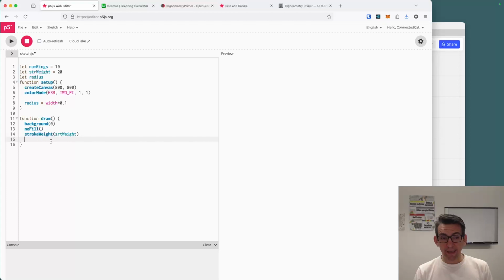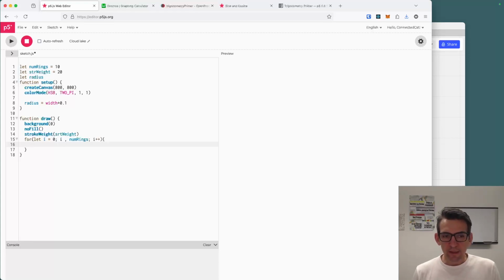Okay, so I need to create the rings first. Let's do the for loop, right? If we have some repeated operation with small changes, we're always going to go into a for loop. So I'm going to do let i equal 0, for as long as i is less than the number of rings, we're going to do i++. i stands for iterator in this case, but it can stand for index or whatever it is that you want it to stand for. We just want a number, right?